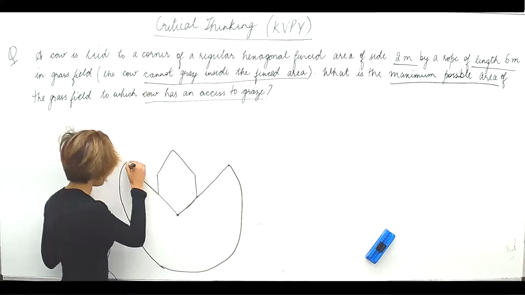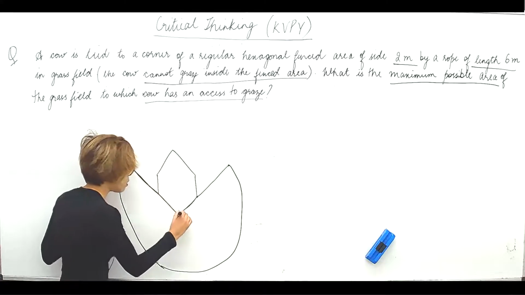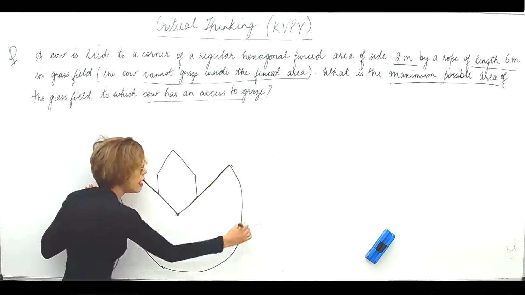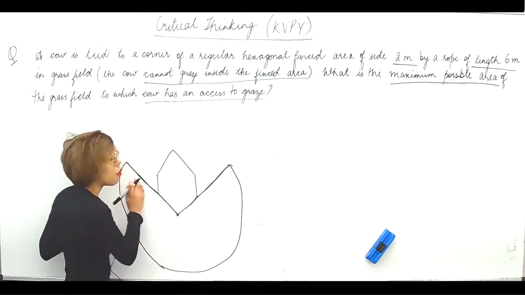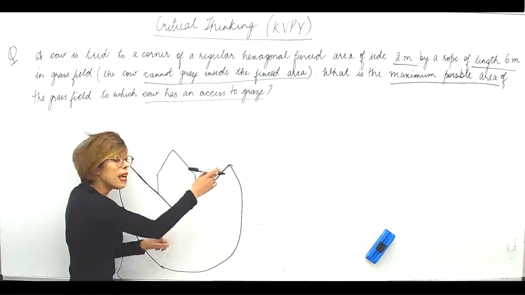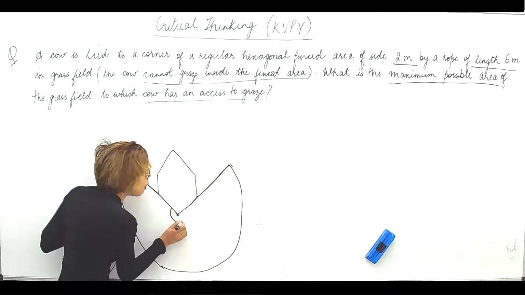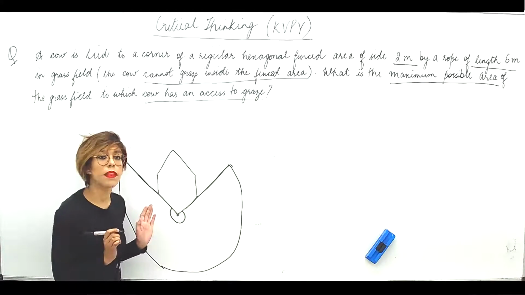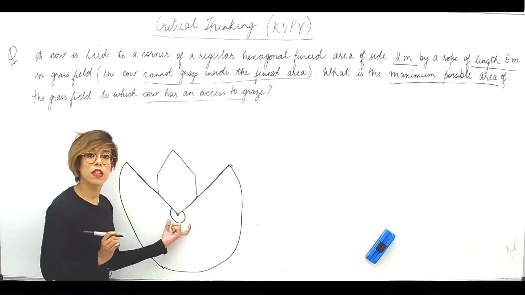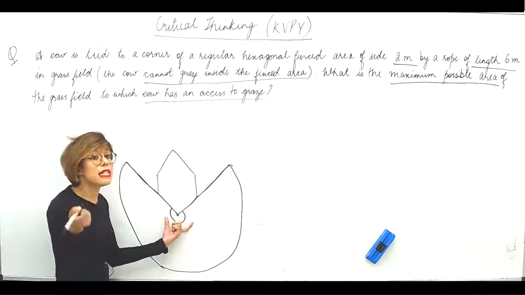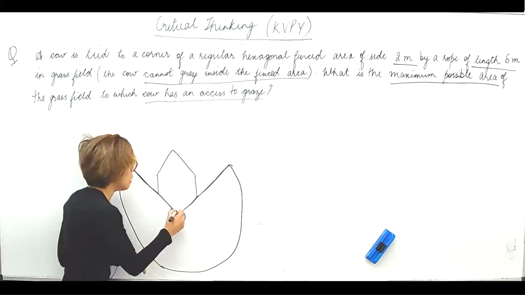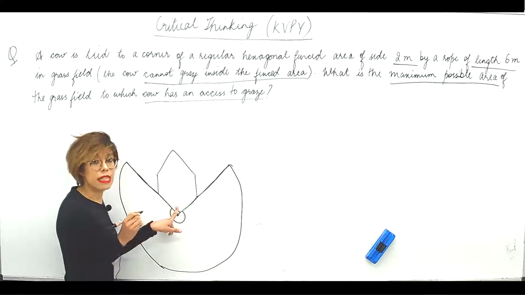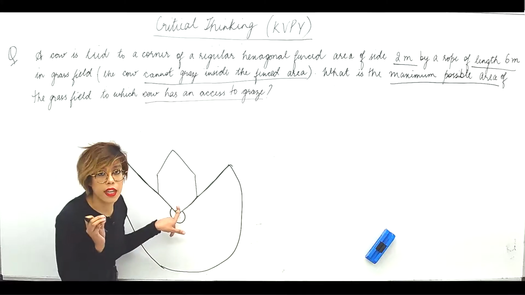Right, so as you can see, the cow has access to this area, and this is the sector. Now, I know the radius of the sector. If somehow I get to know the central angle, I can write the area of this sector. So I'm interested in this angle. Now, this angle can be easily found using this angle, because this angle I know. This is the angle of a regular hexagon, right?